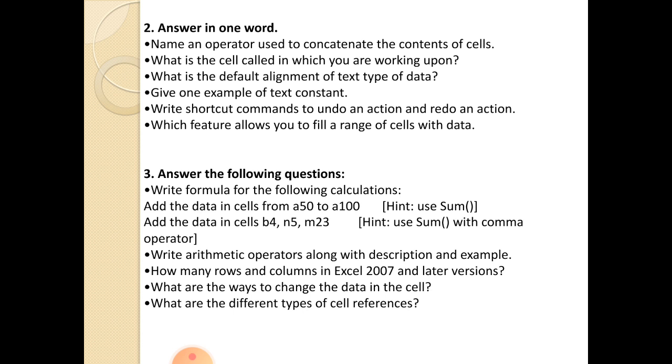Answer the following questions. Write the formula for the following calculation. Add the data in cells from A50 to A100. Means there is data in cells A50 to A100. You will use a sum function. Within the parentheses, you will apply the formula A50:A100. Next is, the data is in different cells. You will use a comma operator.